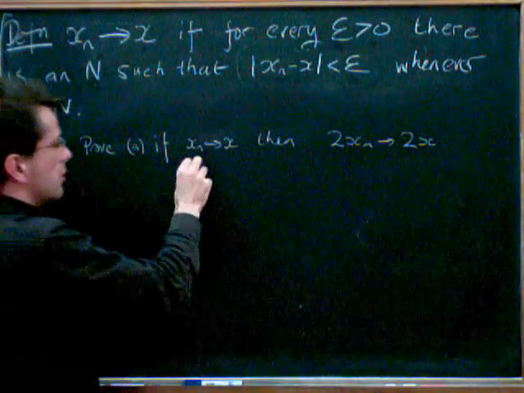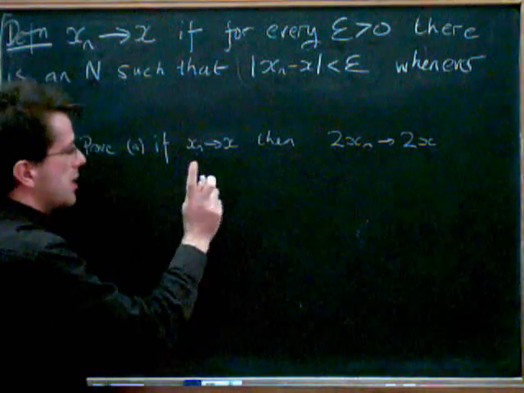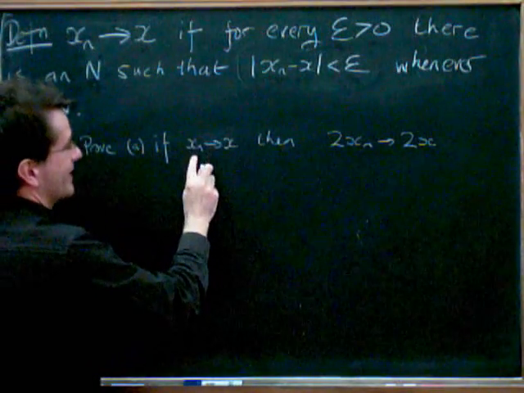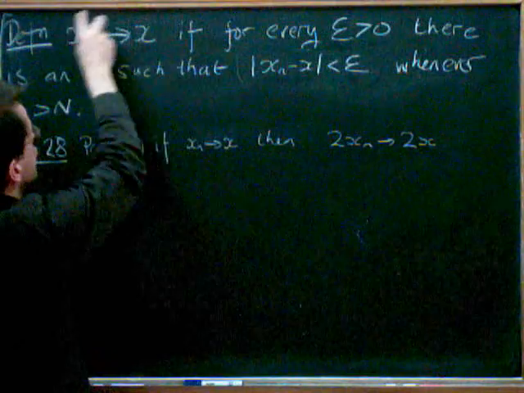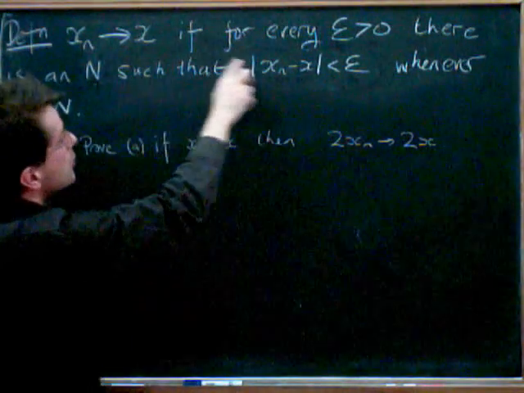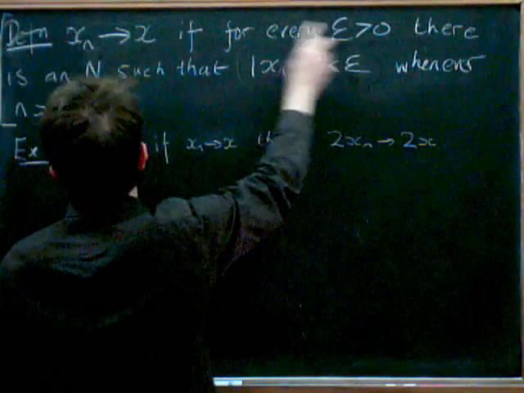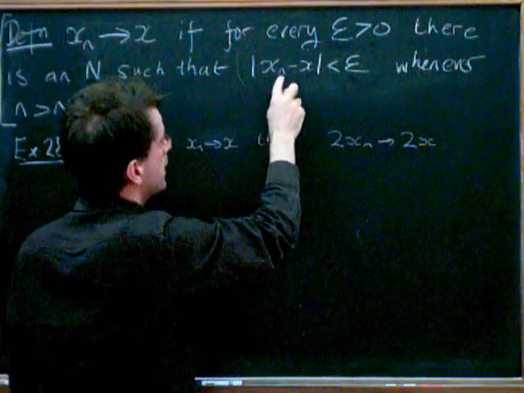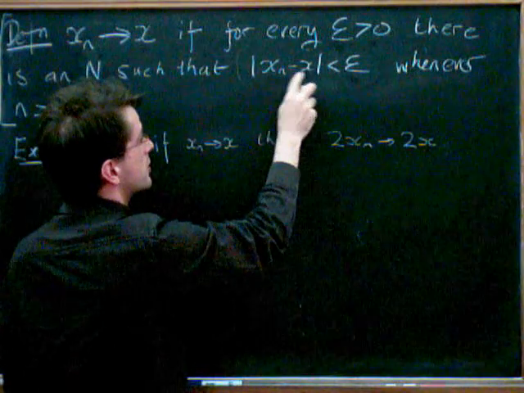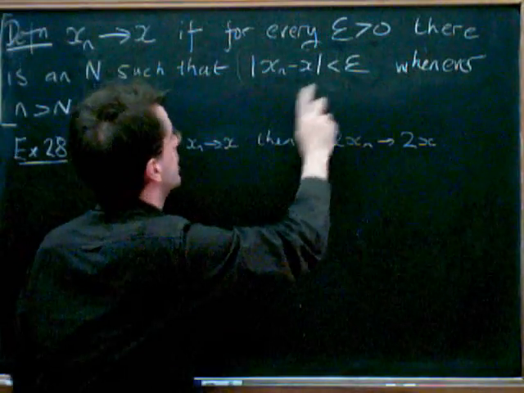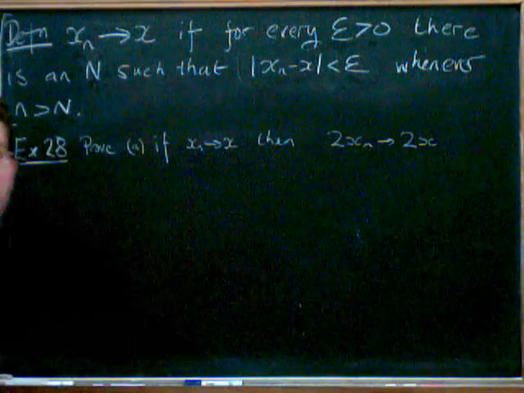So you have to decide what it is that you know and what it is that you want to prove. We know that x_n is tending to x. So the definition is this thing, so we know that this is true. Whenever we have a number epsilon bigger than 0, there is some number N so that the difference between the nth term in the sequence and the limit is less than this positive number, whenever we're beyond the Nth term in the sequence.